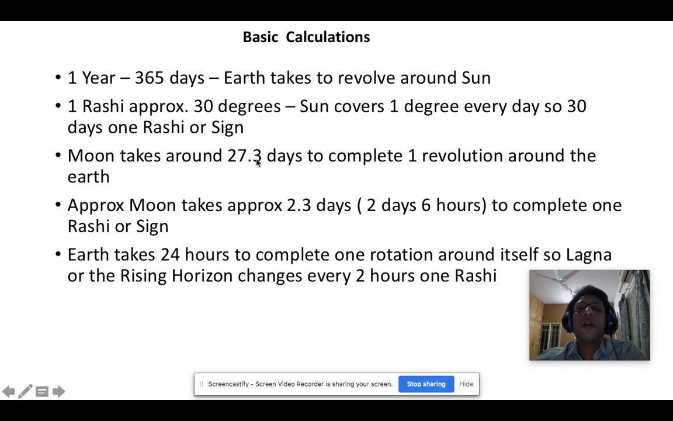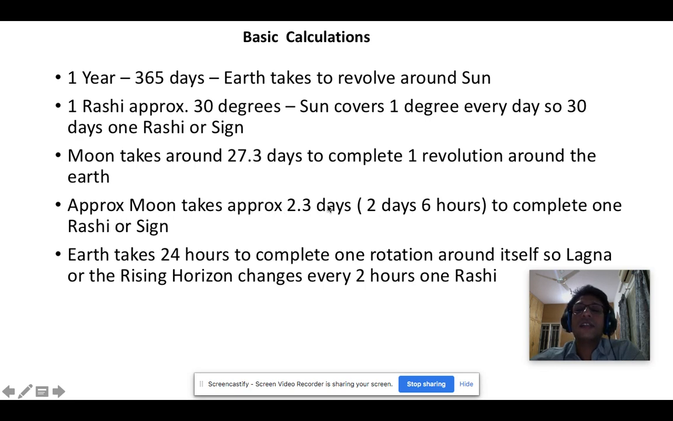Moon takes around 27.3 days, so 27 days and maybe 7 hours, to complete one revolution around the Earth. And the combination of the sun and the moon is actually a tithi, and that is how tithis are calculated. Because the tithis are based on the moon, and the sun takes the overall month. And as you know, in 27.3 days, it starts from, let's say, point 0, which is a new moon, goes all the way to full moon, so it becomes a Shukla Paksha, and from 15 it comes back to 0, becomes the Krishna Paksha. Okay.